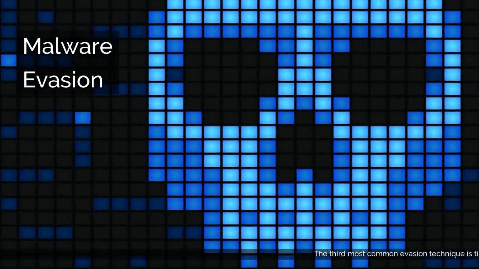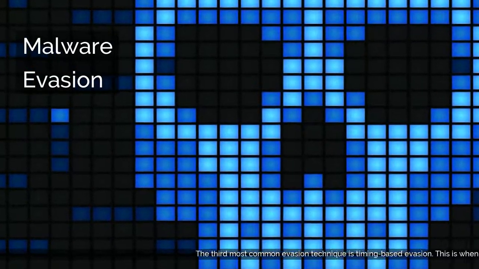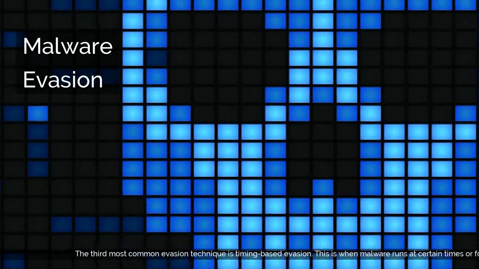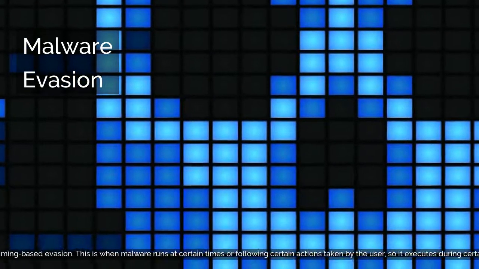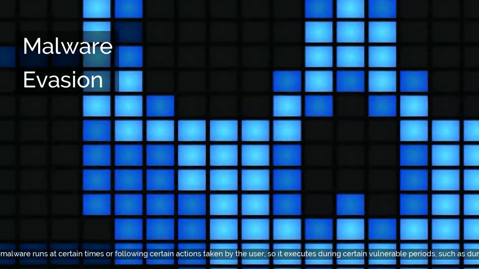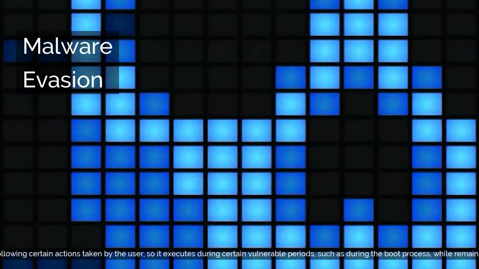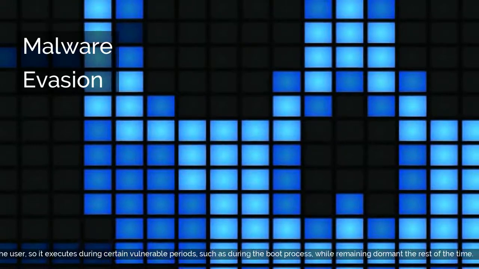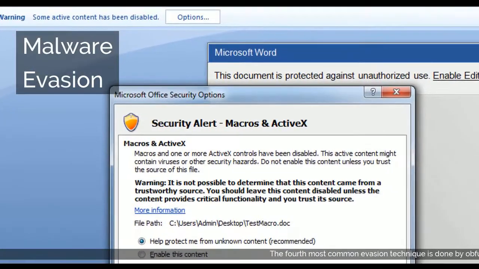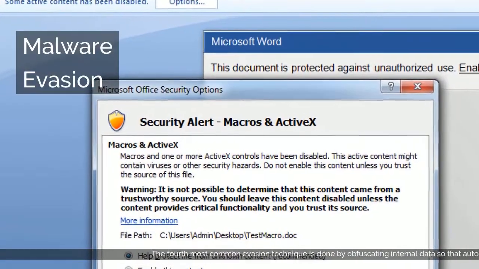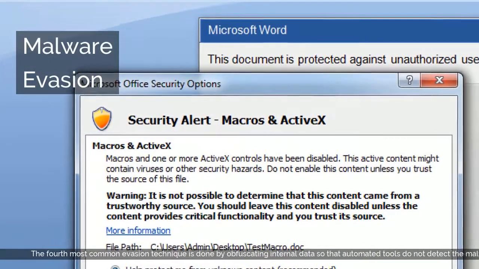The third most common evasion technique is timing-based evasion. This is when malware runs at certain times or following certain actions taken by the user, so it executes during certain vulnerable periods, such as during the boot process, while remaining dormant the rest of the time. The fourth most common evasion technique is done by obfuscating internal data so that automated tools do not detect the malware.